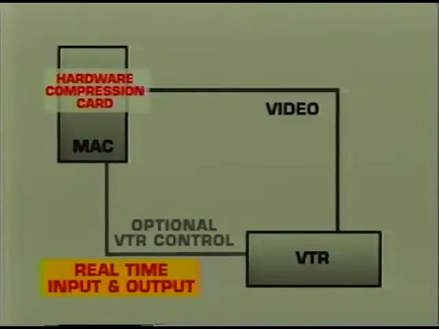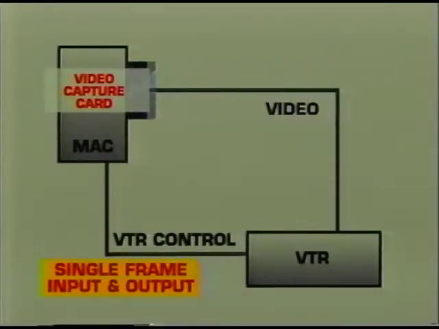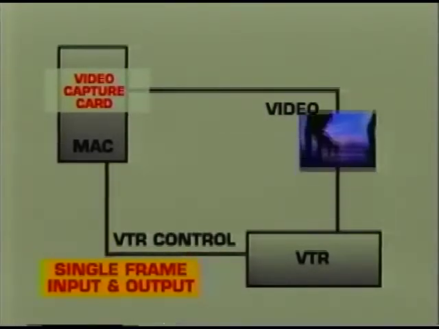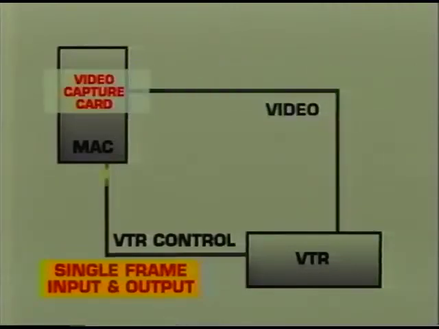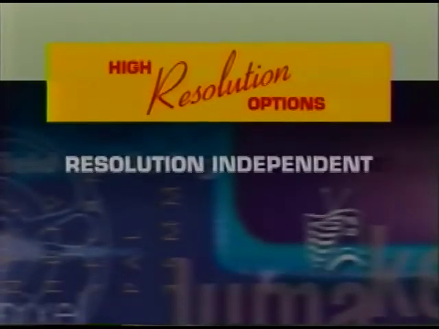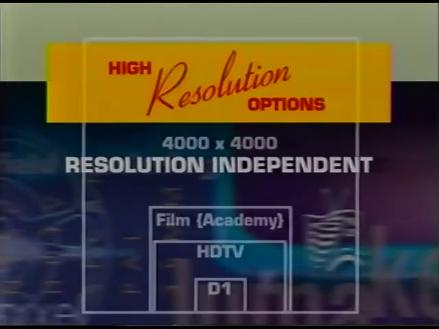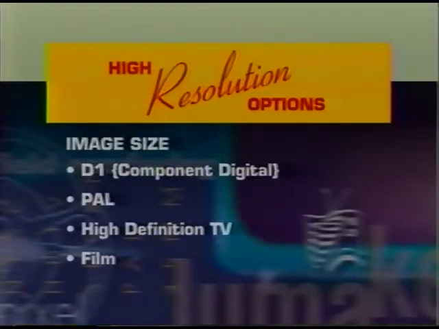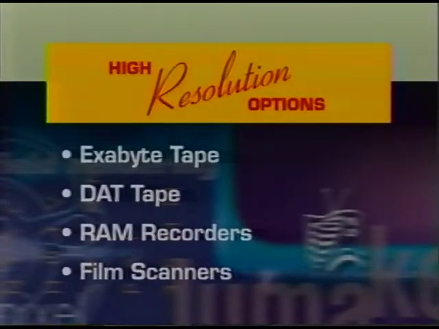Another option is capturing single frames. Using a machine controller card as well as an input card, you can have your Macintosh record a single frame at a time. The quality is very good, but the process is time-consuming. Since After Effects is resolution independent, you can work with other resolutions in TV standards up to 4000 by 4000 pixels. D1, HDTV, and film projects can be imported and exported via exabyte tape, RAM recorders, film scanners, and other methods. All of these processes can be reversed for output. Keep in mind that moving video requires a good amount of disk space.